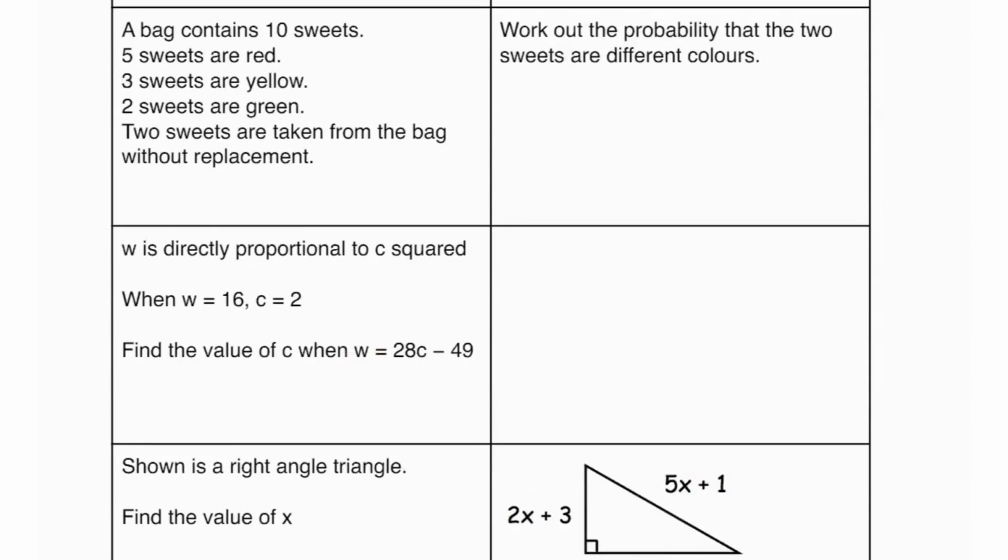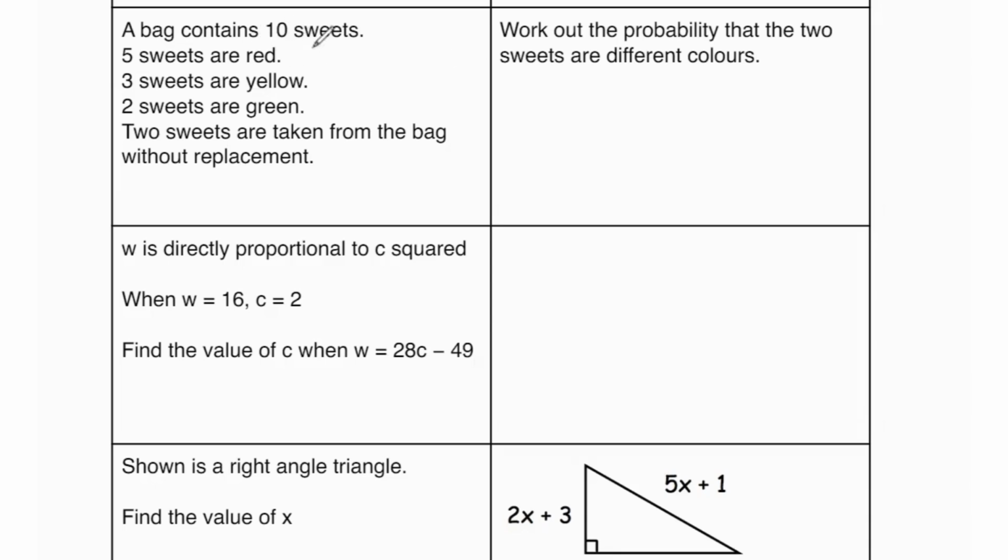Next question says a bag contains 10 sweets. 5 sweets are red, 3 are yellow, 2 are green. 2 sweets are taken from the bag without replacement. Work out the probability that the 2 sweets are different colors. So instead of doing the different colors, let's find out the probability of the person grabbing same colors.